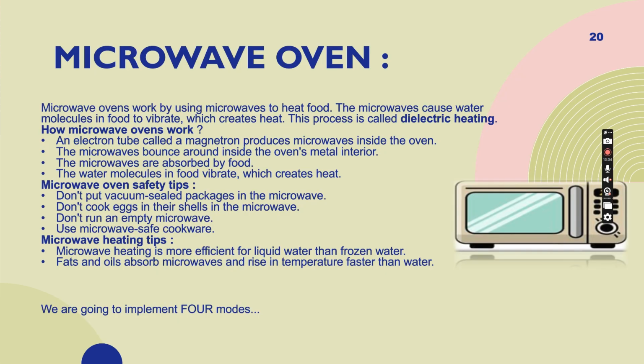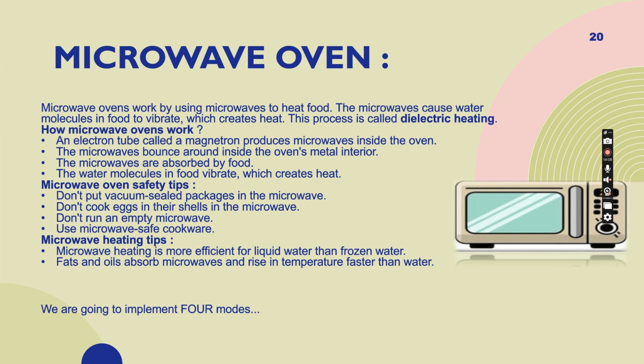Then this is our actual project, the microwave oven. A microwave oven works by using microwaves to heat the food. The microwaves cause water molecules in food to vibrate, which creates the heat. This process is called dielectric heating. So how do microwave ovens work? The electron tube called a magnetron produces microwaves inside the oven. The microwaves bounce around inside the oven's metal interior. The microwaves are absorbed by food. The water molecules in food vibrate, which creates the heat.